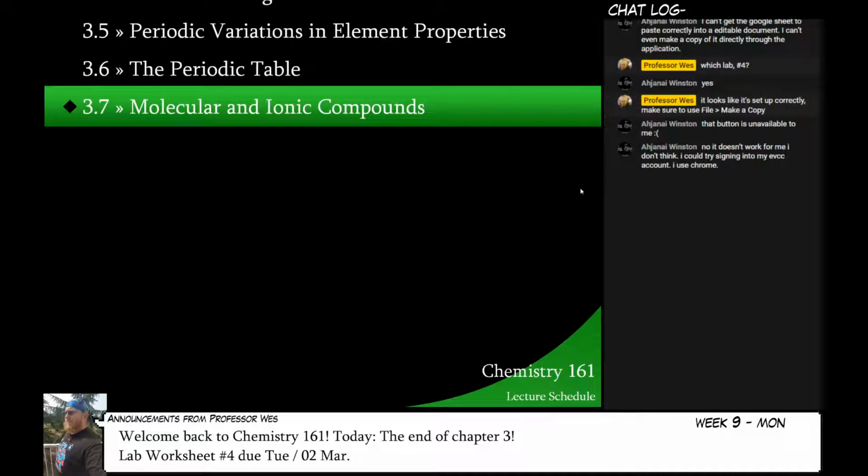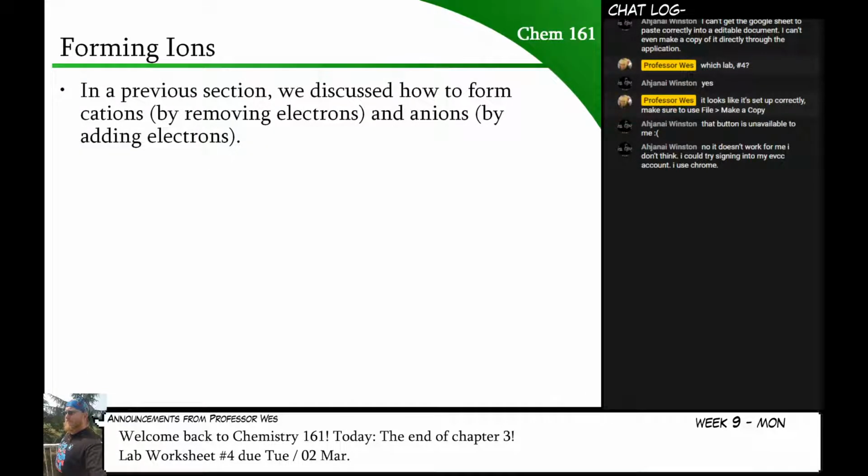Okay, so we're going to talk about the last bit of Chapter 3. This is some review from 140, but we're going to tie in the stuff we learned in 161 with it. First, we're going to talk about how you make ions, because all of Chapter 4 is going to be let's make ionic compounds and then covalent compounds, which aren't ions, but we will use this for the first half of Chapter 4.